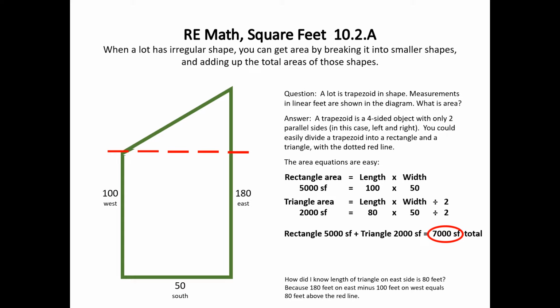So we simply take the length of the rectangle, which is 100, times the width of the rectangle, which is 50, and we get 5,000 square feet. With the triangle, we take the length, which is 80, times the width, which is 50, and divide by 2, and wind up with 2,000. Add the two together, and we discover that the area of the entire trapezoid is 7,000 square feet.